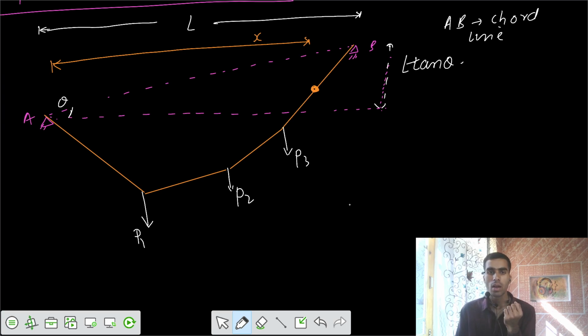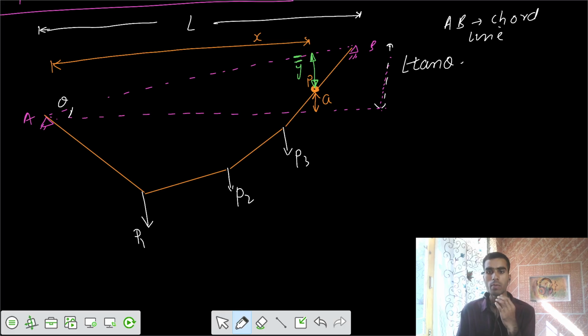I would call this vertical distance A. This point B, the vertical distance of point B with respect to the horizontal line from the support A, we call A. And one more thing: above that point, up to that chord line, we can call it Y bar. Let's call it Y bar.